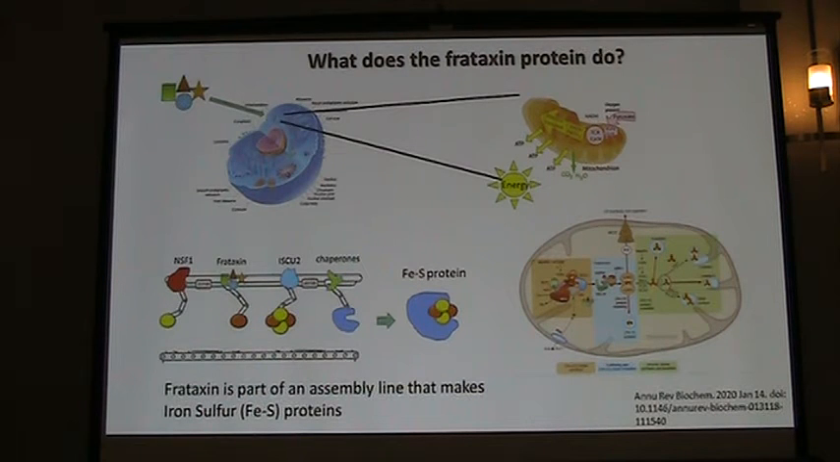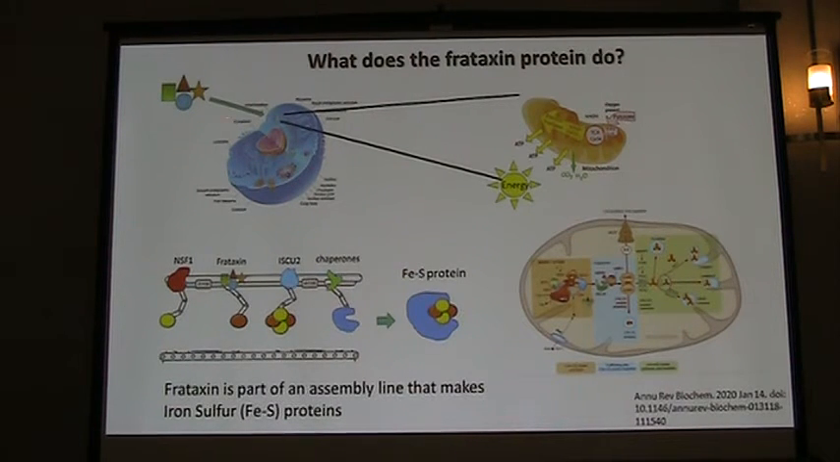So let's switch gears a little bit. We talked about what the gene does and what the problems with the gene are, now let's talk about what the frataxin protein does. Okay, so the frataxin protein is delivered to this organelle, the mitochondrion, which, as Dr. Perman said, is very important in the cell metabolism because it's kind of the power plant of the cell. All the energy is made there.